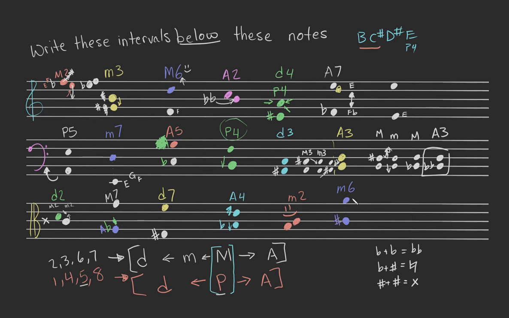So the moral of the story, guys, is whatever you want to do to your top note, do the opposite to the bottom note. If you want to sharp this, flat that. If you want to flat that, sharp that. If you want to move this down by 10 half steps, move that up by 10 half steps. That's it, or vice versa. Whatever you want to do, do the opposite to the other note, and you should be fine.